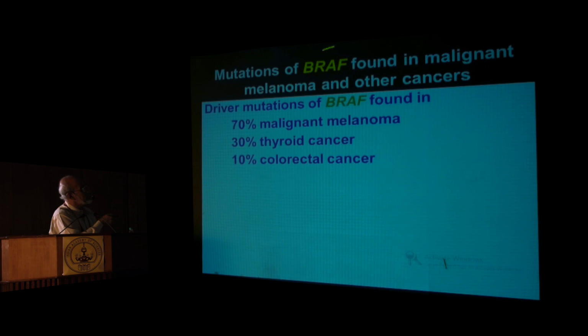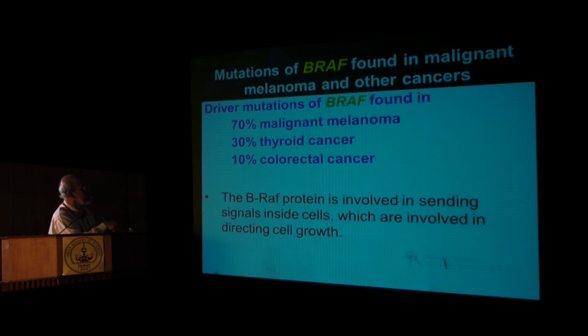I now look at one particular gene called BRAF. BRAF is a major cancer gene that's found in 70% of malignant melanoma. We didn't find it in oral cancer. 70% of malignant melanoma, 30% of thyroid cancer. Melanoma is skin cancer. 30% of thyroid cancer, 10% of colorectal cancer. And the BRAF protein is involved in sending signals from outside of the cell to inside of the cell. And this signal directs or modulates cellular growth. And as I said, in cancer, cellular growth is hugely disturbed, as a result of which clonal propagation happens, as a result of which tumors form.